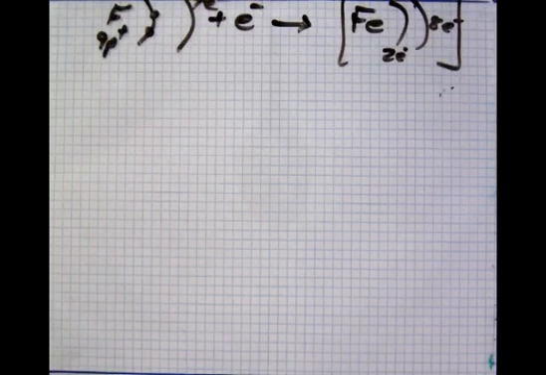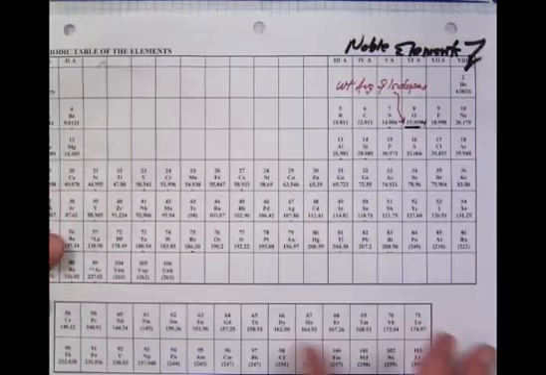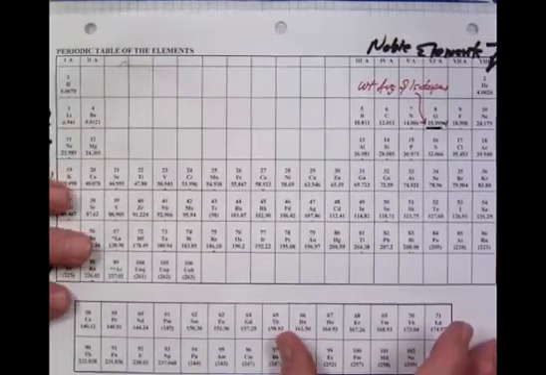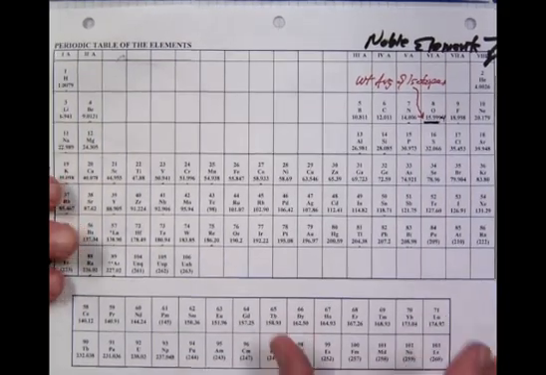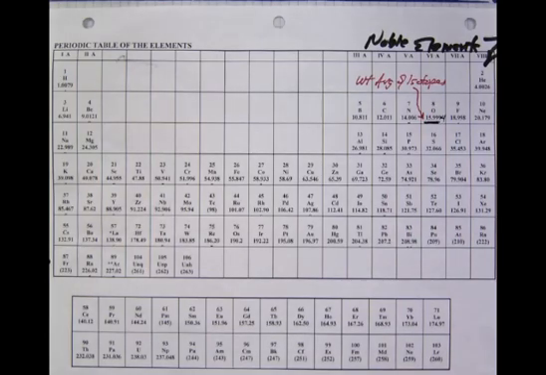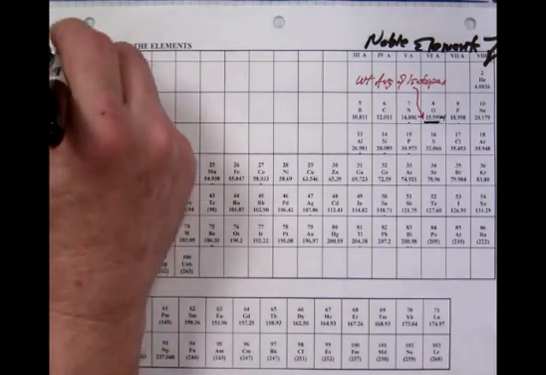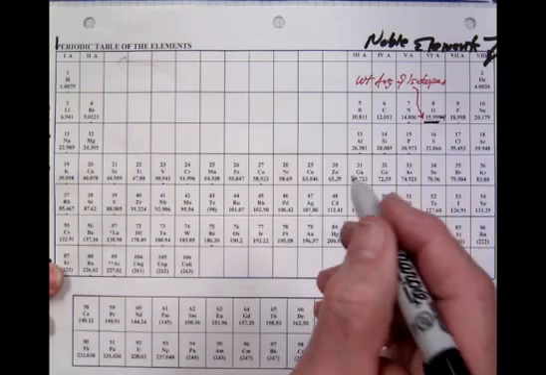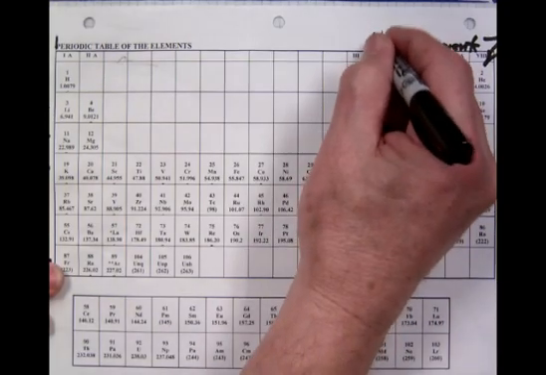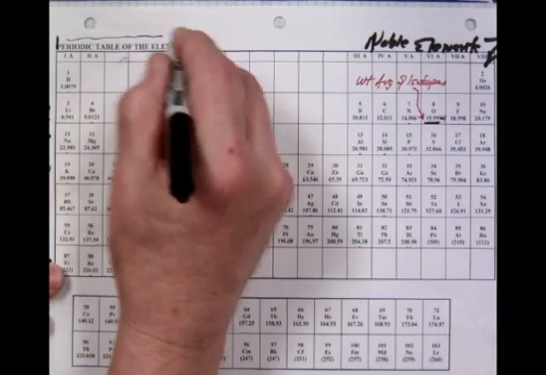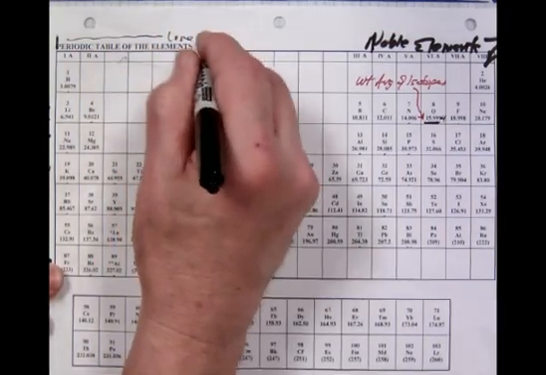Okay, let's get a little more specific here about who's doing what. From a fundamental standpoint, as you look at this periodic table, up to column 3, elements between here and here lose electrons.